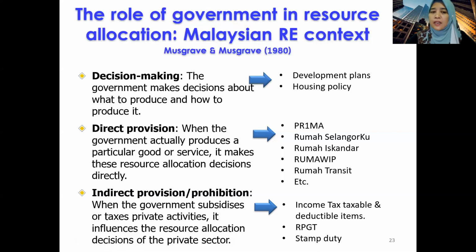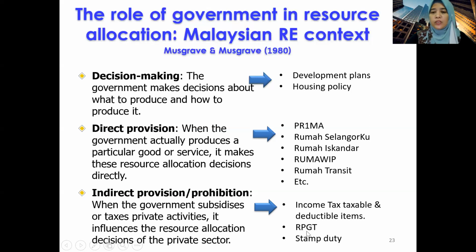RPGT, the real property gains tax. This falls under prohibition rather than indirect provision. RPGT is a way for the government to slow down speculative activities in the real estate market, especially the residential market. By imposing the RPGT, speculators will be deterred from flipping, from selling off their properties at a profit, and therefore further fueling the inflation in our residential market. So that's the role of real property gains tax.